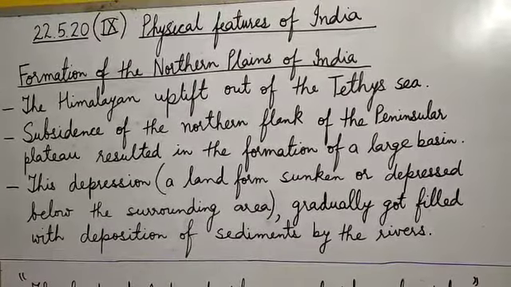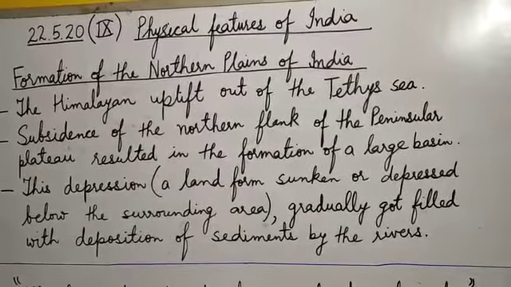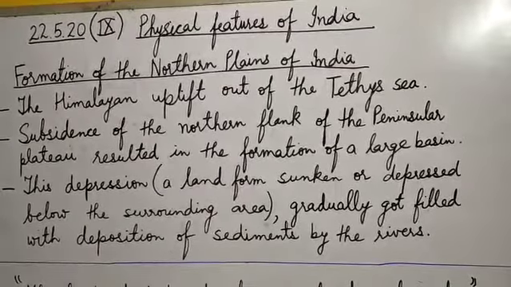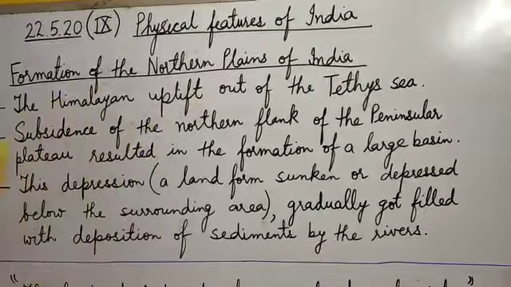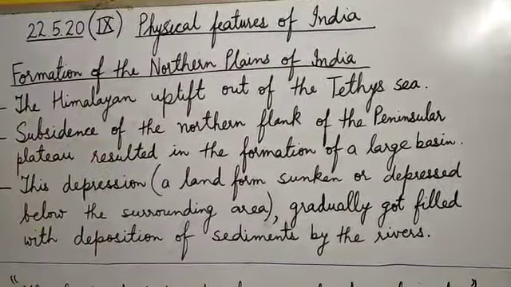The upheaval of the Himalayas created a marine depression between the mountains and the Indian peninsula. Why? Due to the Himalayas uplifting out of the Tethys Sea and the subsidence of the northern flank of the Peninsular Plateau, it went inside and therefore one big depression was created. Depression means a landform sunken or depressed below the surrounding area.